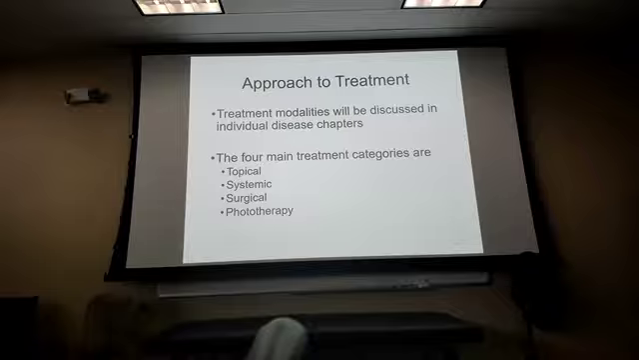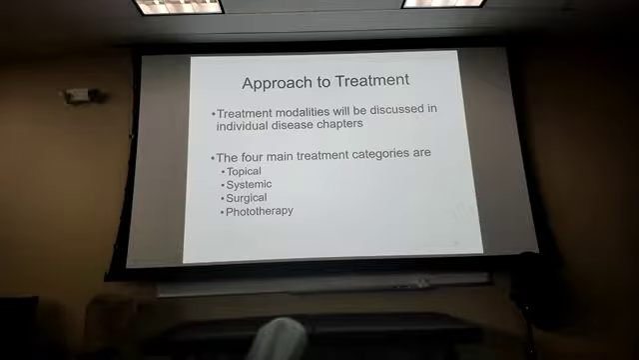Again, we know approaches to the treatments, right? There are 4 main treatment categories. Are we using some type of a topical, whether that is a steroid or some other things out there? Systemic, right? So we're going to give them some of the PO medications, some of the medications for them to take.